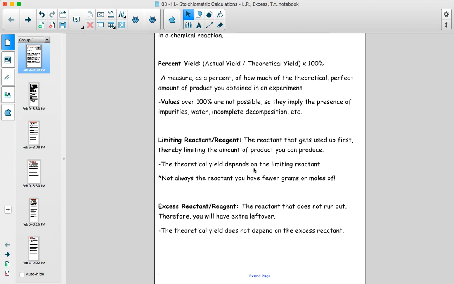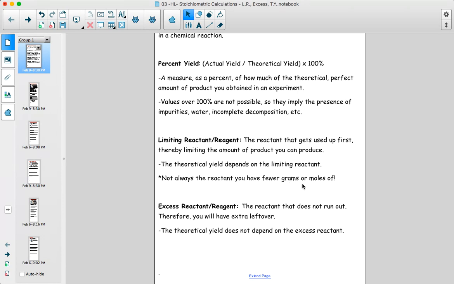Last two, the limiting reactant and the excess reactant. The limiting reactant is the reactant that limits the amount of product you make because it runs out first. So the theoretical yield is always based upon the amount of limiting reactant that you have. It's very important to note that the limiting reactant is not always the reactant that you have less mass of, or that you have fewer moles of.